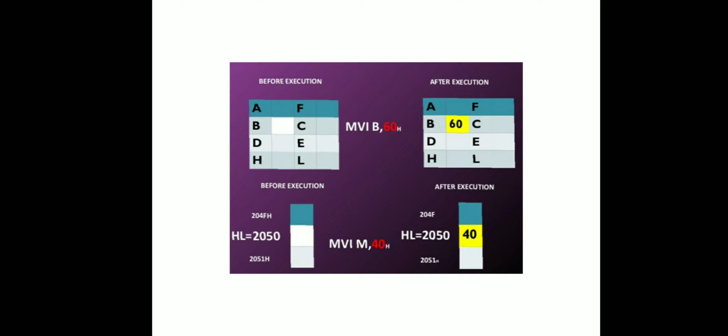For MVI M, 40H, the data is moved to the memory location which is specified by the HL pair. So, after execution of this instruction, the data is stored in the memory location 2050.